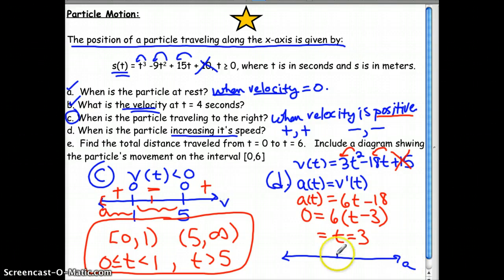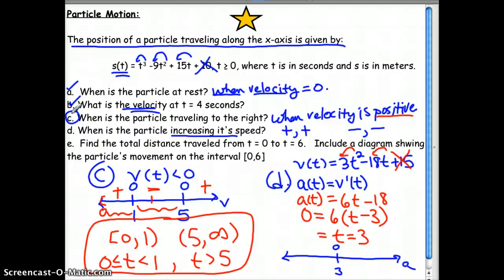And at 3, my acceleration is 0, which means to the left and to the right of 3, it's either positive or it's negative. It can't be both. And it certainly can't be 0, because this is the only place I got a 0.